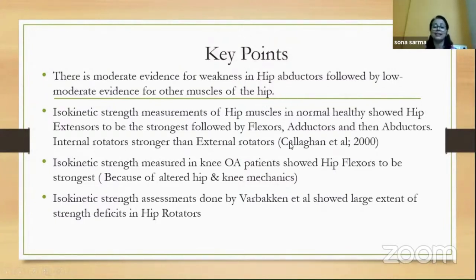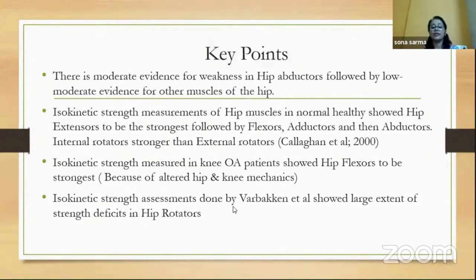One very interesting study, done by Callahan, showed that the isokinetic strength measurements of the hip muscles in normal healthy people show that the hip extensors are the strongest, followed by the flexors, adductors, and then abductors. And internal rotators are usually stronger than the external rotators. Whereas the isokinetic strength measured in knee OA patients by Costa et al. showed that the hip flexors were the strongest. This could be because of the altered hip and knee mechanics, which even Joe has shown: even though full knee extension was present, the patients were usually walking with a mild knee flexion. That would also mean that the hip was more flexed.